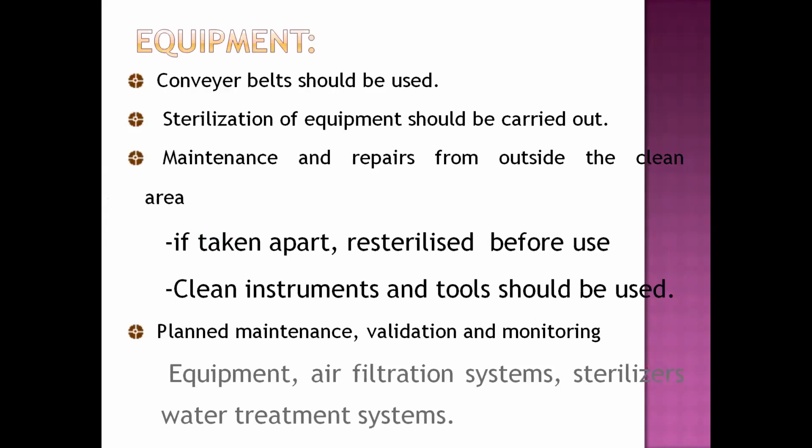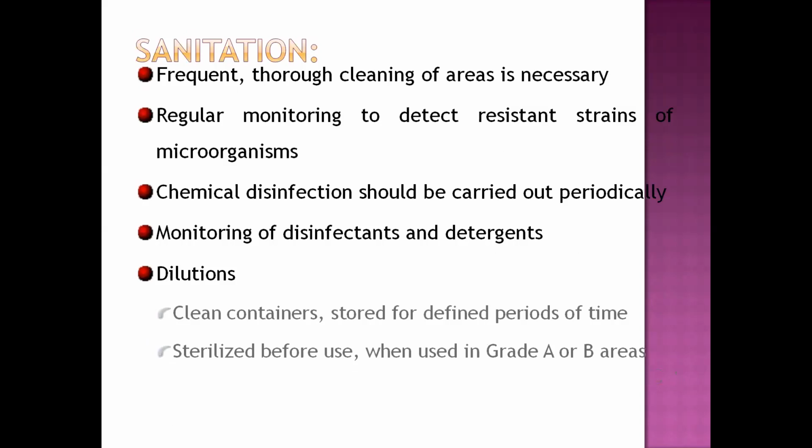And equipment. A conveyor belt should always be used. Sterilization of equipment should be carried out. Maintenance and repairs should be done from outside the clean area. If equipment is taken apart, it should be re-sterilized before use. If maintenance and repairs are required, clean instruments and tools should be used. And there should be planned maintenance, validation and monitoring, including for sterilization and water treatment systems.